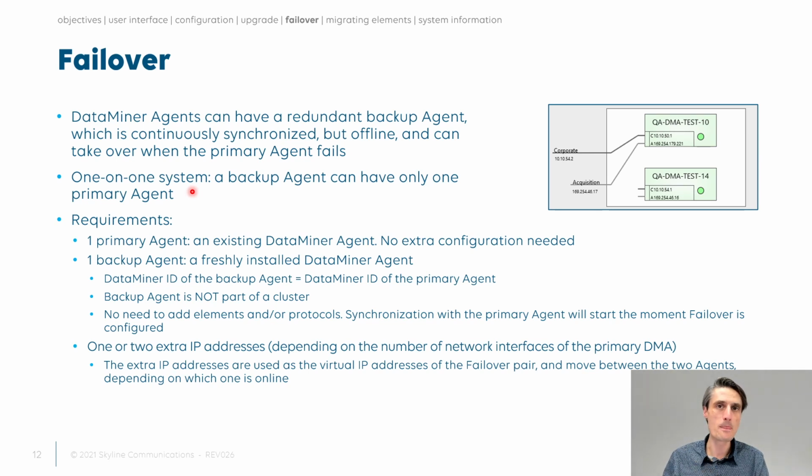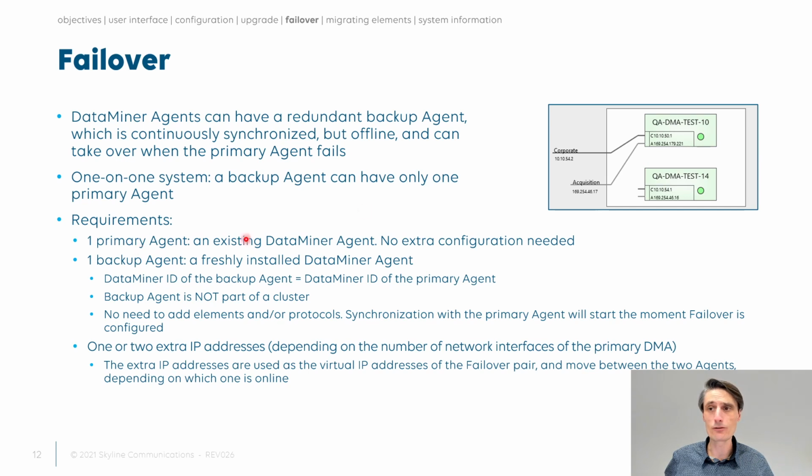Maybe there's only one which is containing some very important elements, some video routers or something you always need available. You can just configure a failover for that single node. Only for that DataMiner agent, I will configure a failover. The other ones have some less important elements that I can just lose for a couple of hours, you could say. So what do I need?